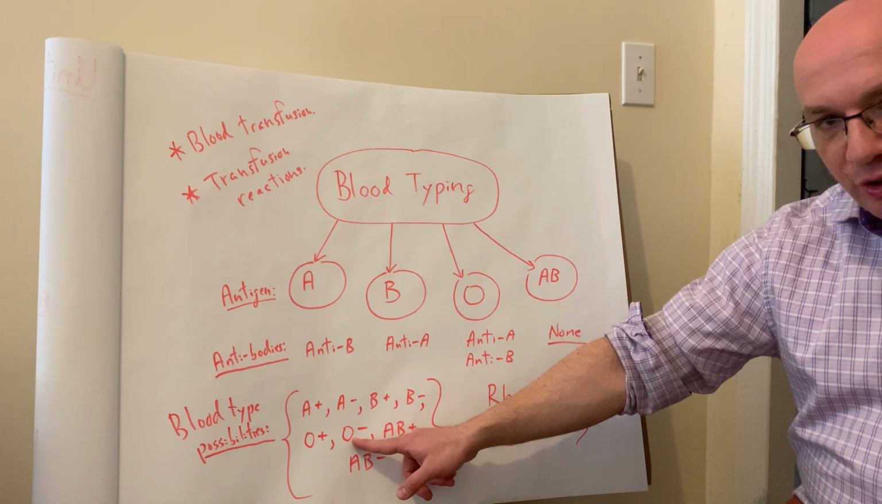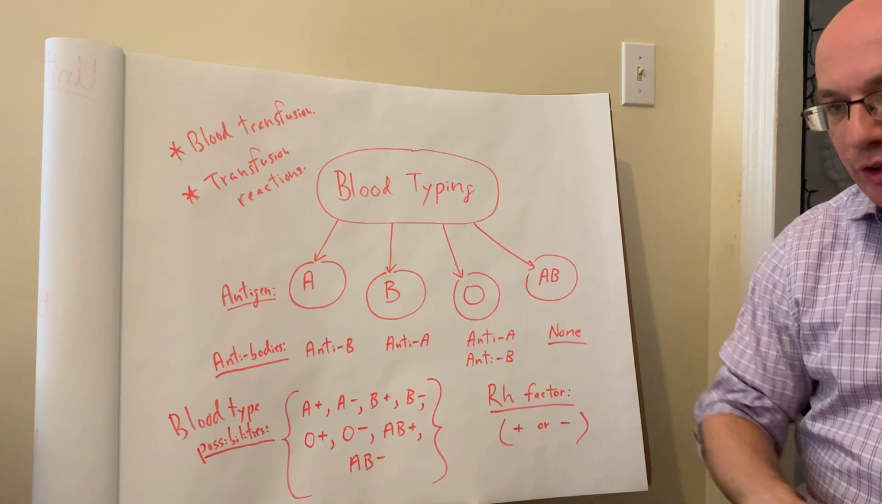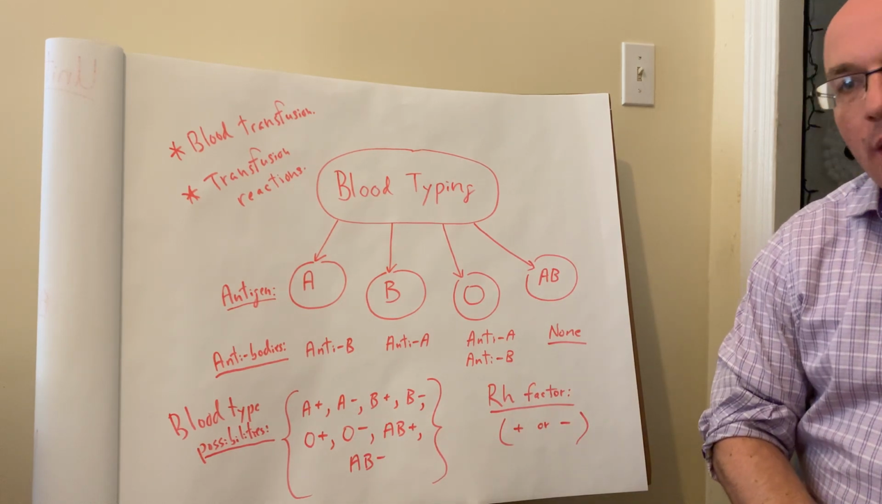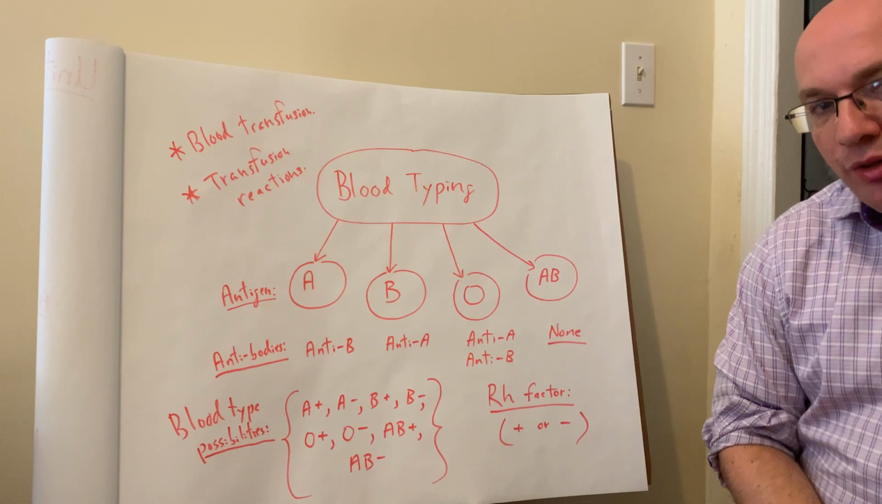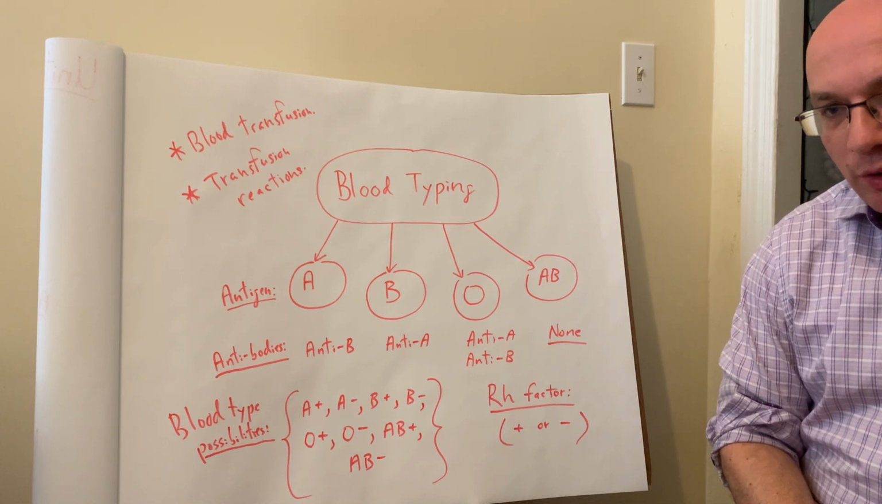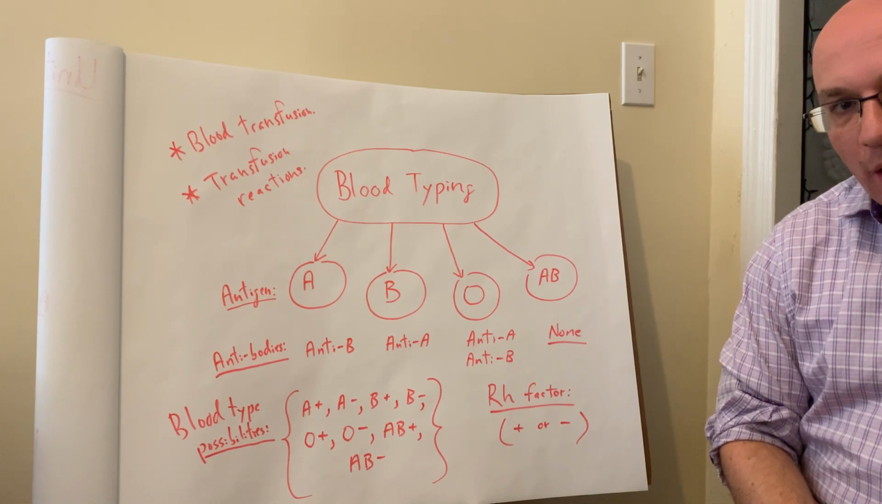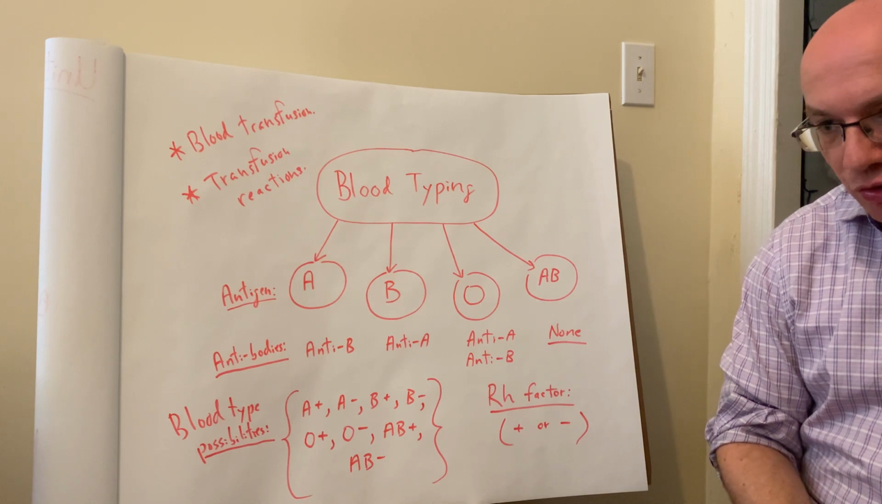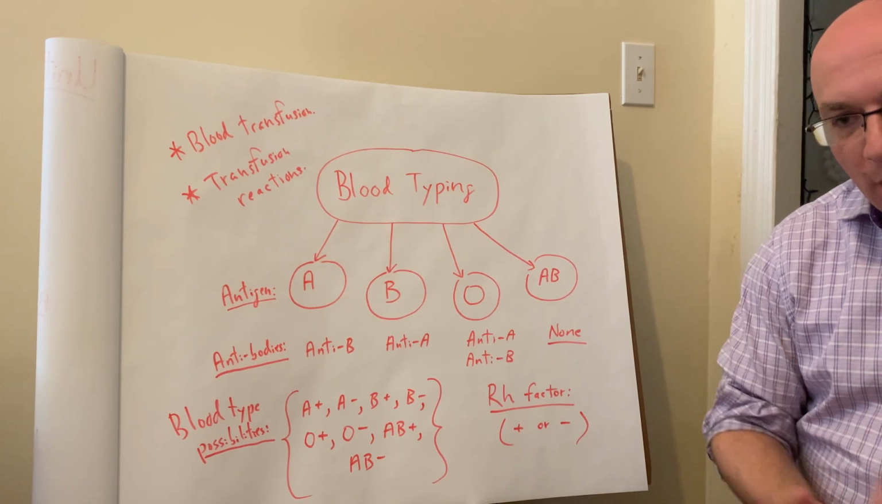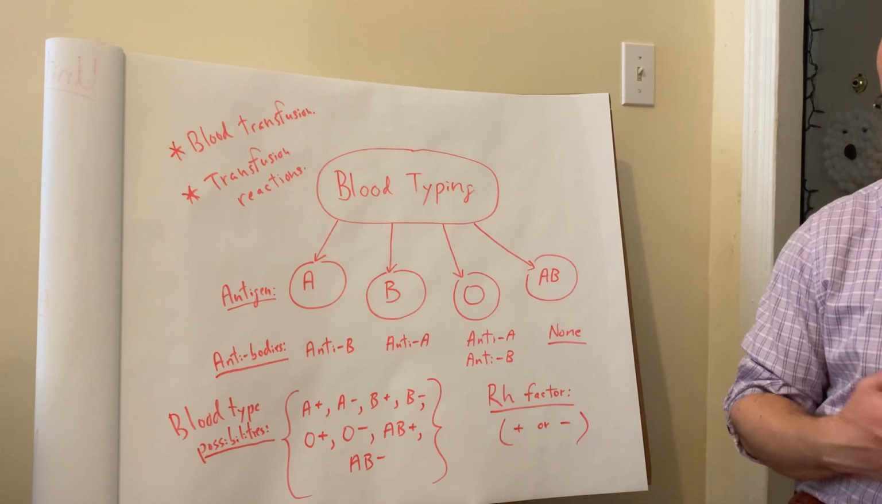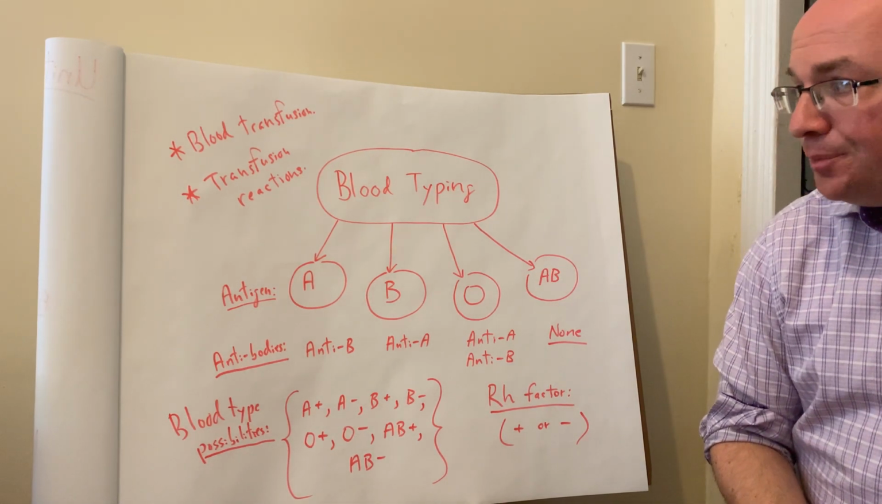O negative is universal donor blood, AB positive is universal recipient blood. Keep this in mind. Read this chapter, look over the notes, look at the material there. In the homework, they will ask you different questions, different ways to identify what kind of blood is compatible to which patient.